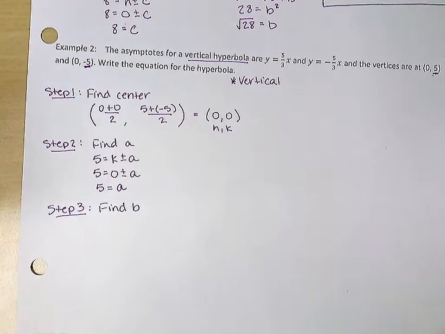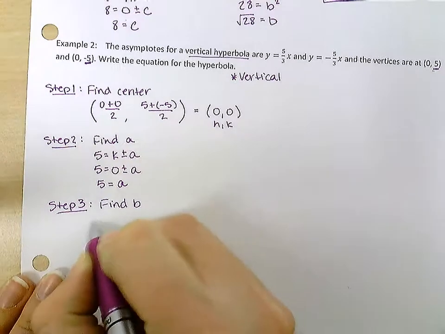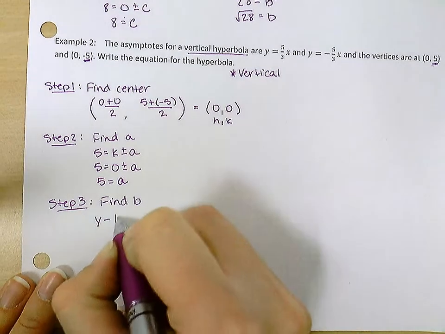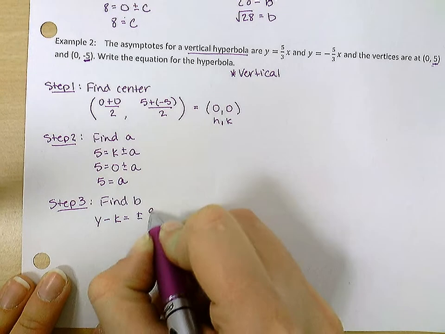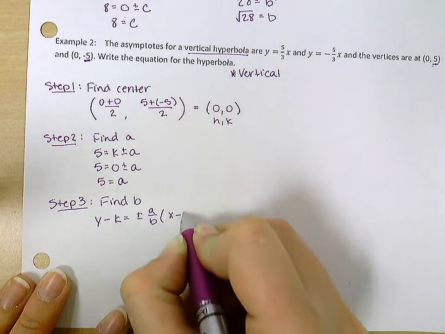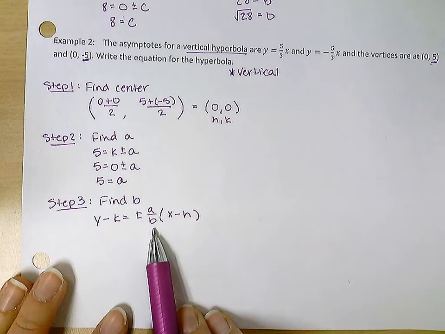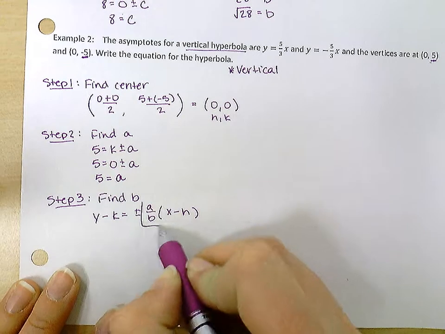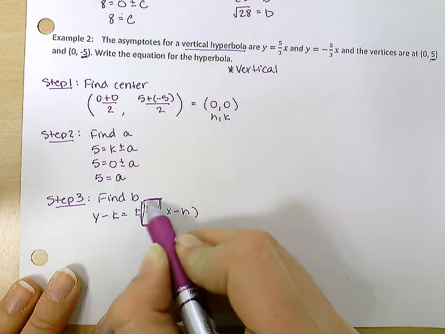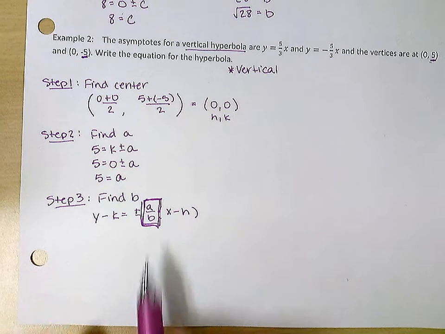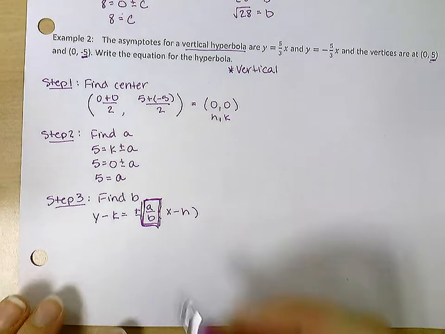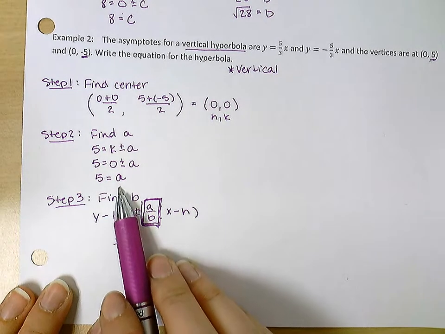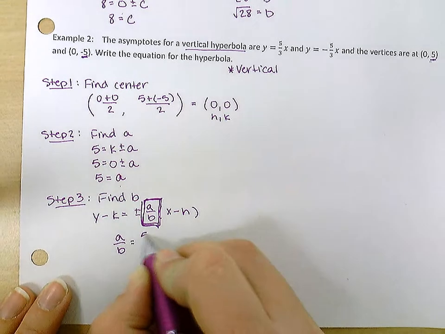So to find b, we're going to use those asymptotes. So the equation for the asymptote in this vertical hyperbola is y minus k is equal to plus or minus a over b times x minus h. So this is how I'm going to find b. I'm going to use this slope right here. Okay, so I do have a over b, and I know what the a value is in my hyperbola. It's 5.